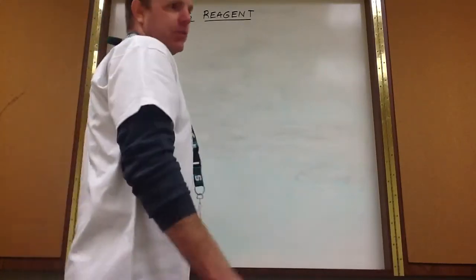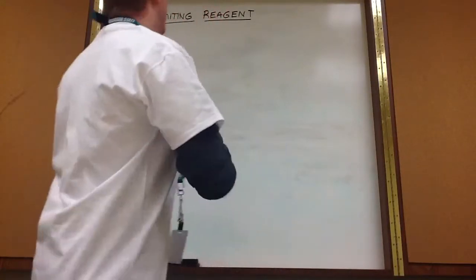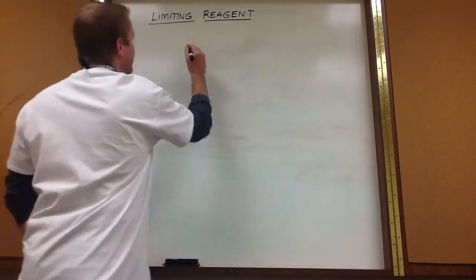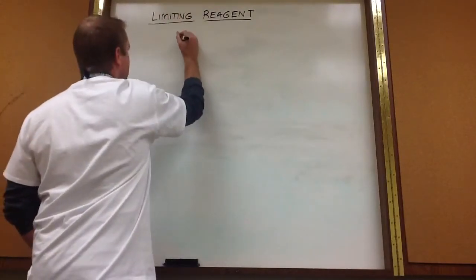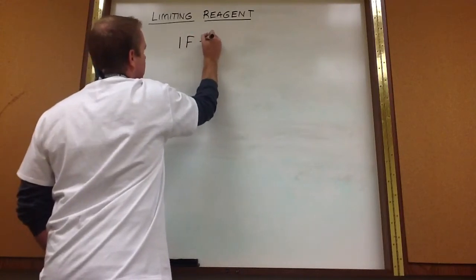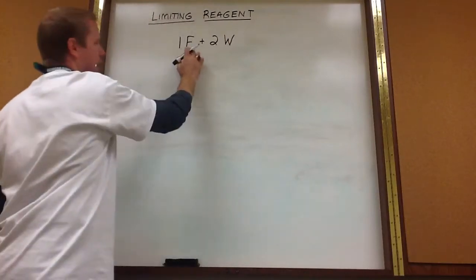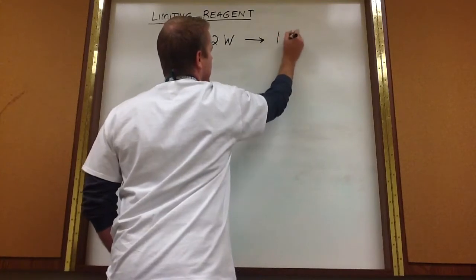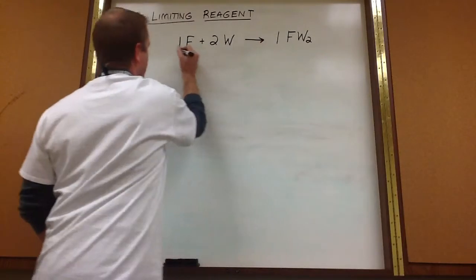It's kind of like fireworks. The reason they don't keep going and going is that eventually you run out of the reagent. Well, I'm going to paint you a picture, okay? We're going to build bikes. In order to build a bike, we're just going to say you need one frame, 1F, plus 2W for wheels. So one frame and 2 wheels makes 1 FW2.